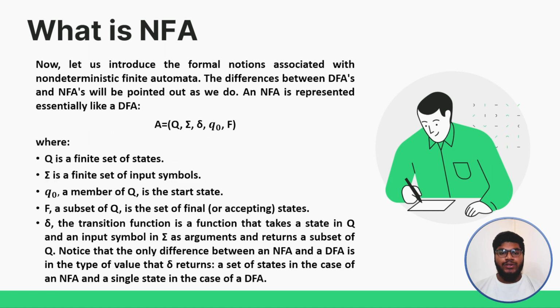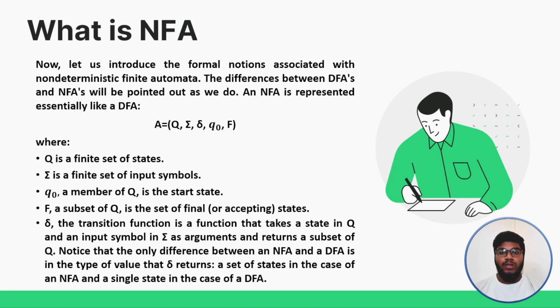Now let us introduce the formal notion associated with non-deterministic finite automata. The difference between DFAs and NFAs will be pointed out as we do. An NFA is represented essentially like a DFA, that is, both NFA and DFA are represented in the same way, that is A equals Q comma sigma comma delta comma Q naught comma F, where Q is the set of states, sigma is the set of input symbols, Q naught is the initial state or starting state of Q, and F is the set of final states of Q.